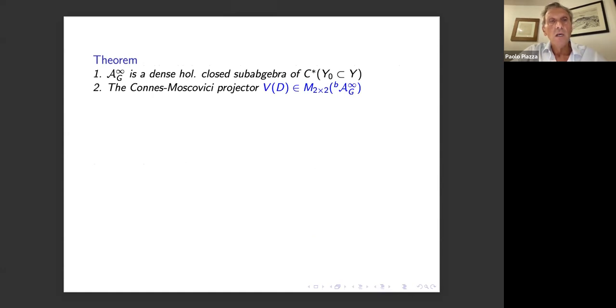Now one result, which is purely analytic and that takes quite a lot of work, is the following. This algebra that I just introduced is a dense holomorphically closed subalgebra. So this is the subalgebra I was talking about before. The Kohn-Moscovici projector is an element in the unitalization of this algebra. This is actually a very non-trivial result. Similarly for the one on the cylinder.